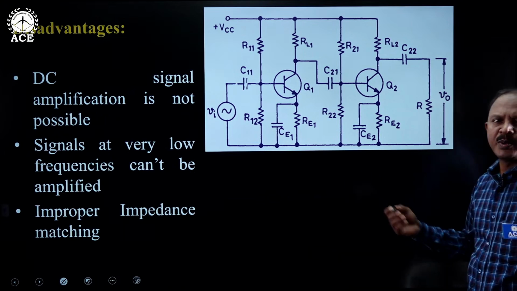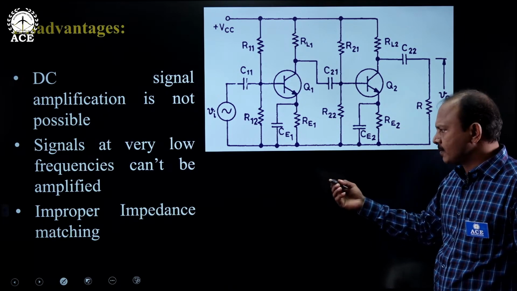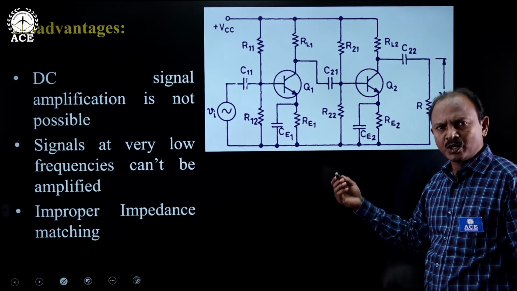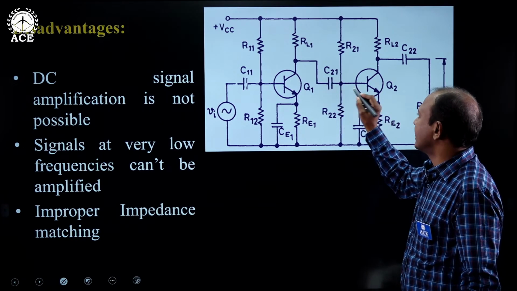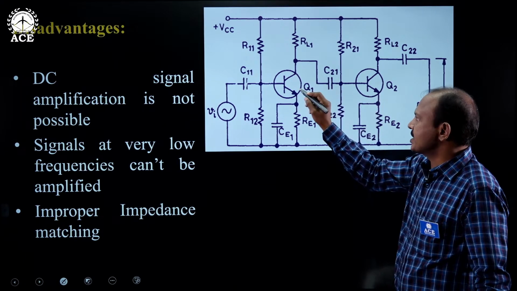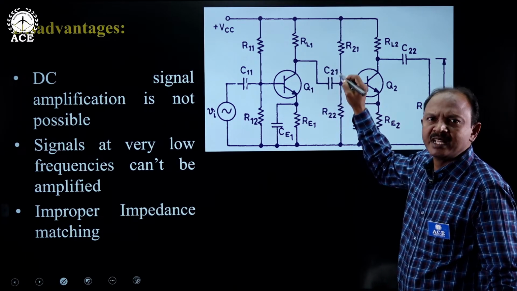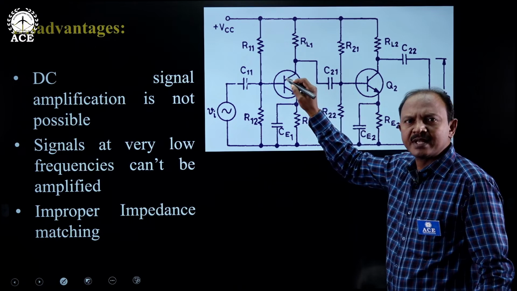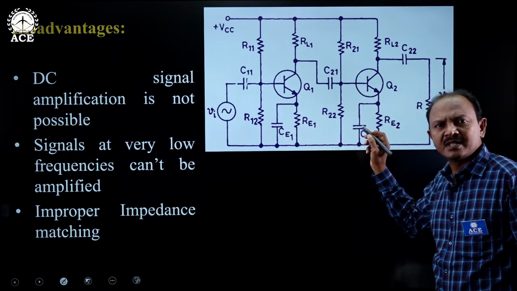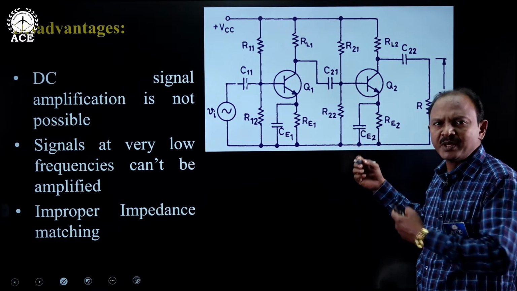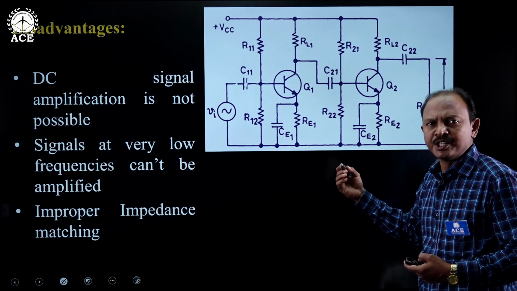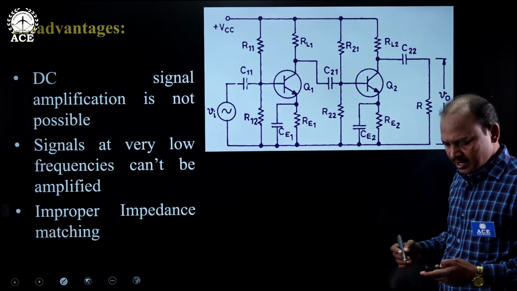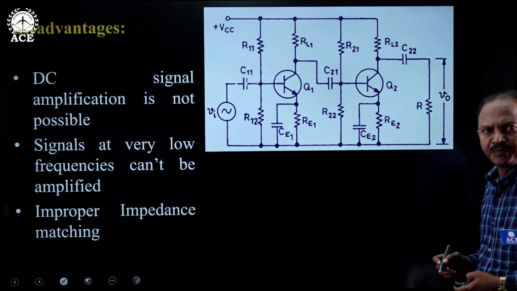And of course, improper impedance matching is another problem in this circuit also, as we have seen in the previous case. Again, if you look at the coupling between two stages, no additional arrangement is made to match the output impedance of the first stage with the input impedance of the second stage. No additional precaution is being taken by the designers. As a result, impedance matching is not properly achieved. So this is another drawback in the circuit.